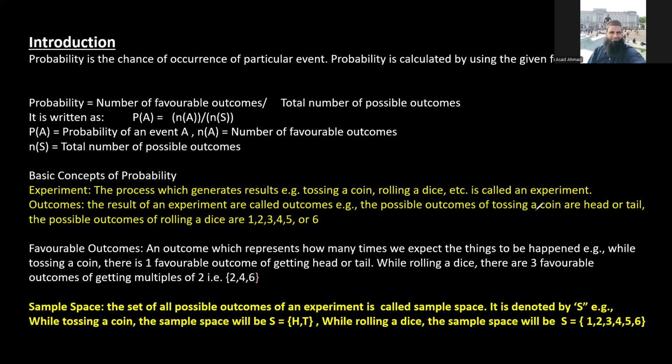For example, possible outcomes of tossing a coin are head or a tail, and the possible outcomes of rolling a dice are 1, 2, 3, 4, 5, or 6. And now we have a proper definition for favorable outcomes: an outcome which represents how many times we expect the thing to happen. While tossing a coin, there is one favorable outcome of getting head or tail. While rolling a dice, there are three favorable outcomes of getting multiples of two from numbers 1, 2, 3, 4, 5 and 6. If you want to find multiples of 2, there will be three numbers: 2, 4, and 6.